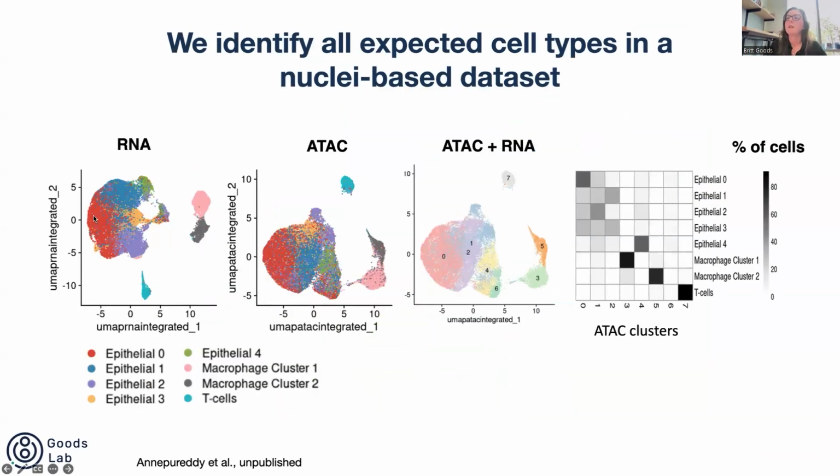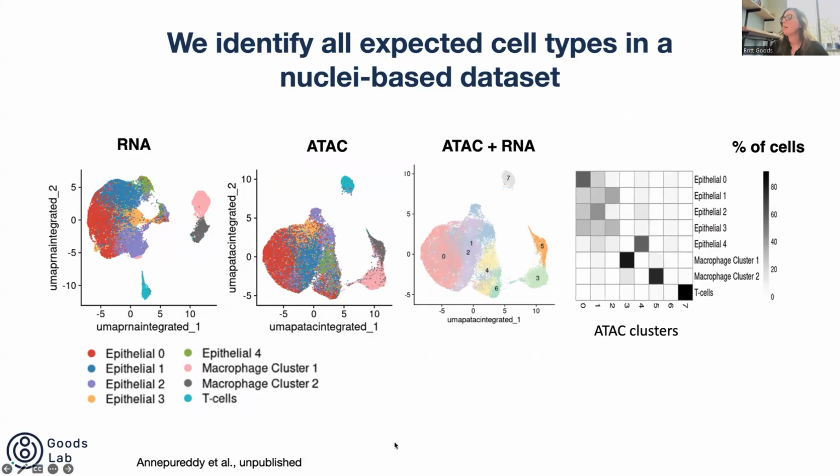And so this is what our final data set looks like. This is a 2D representation of our data in RNA space, in ATAC space, or combined RNA and ATAC space. And what you can see is that, similar to other studies I showed you earlier, we recover all of the cell types that we would expect to recover, which was really exciting to see, because all the previous studies that I showed you were whole cell sequencing studies, but this is a nuclei-based sequencing study. And so we know that every one of these cells has a nucleus.